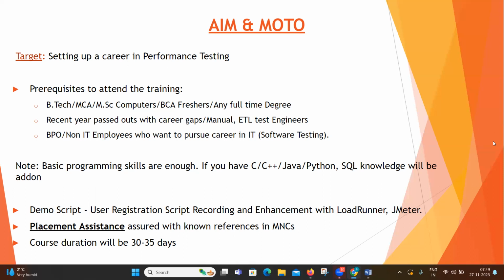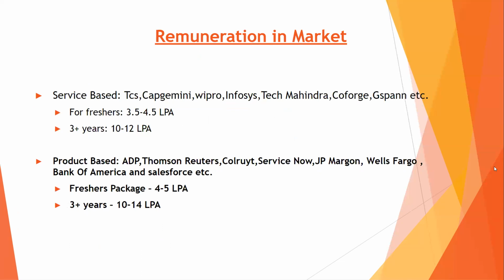The course duration: if you take two tools together, like LoadRunner and JMeter, you can definitely complete the entire course in 65 to 70 days. If you take only one tool, it will take almost 35 to 40 days. JMeter takes more days than LoadRunner. So my suggestion is we go through the tools one by one. First, we'll go with the JMeter tool. After that, we'll go with the LoadRunner tool. This is my main aim and motto.